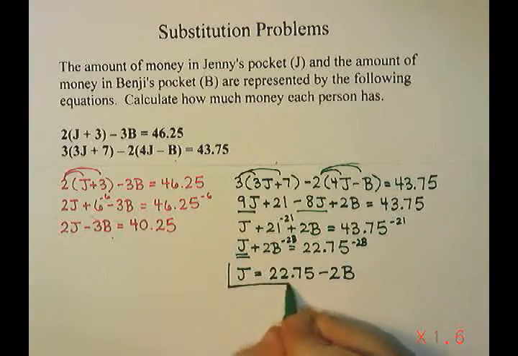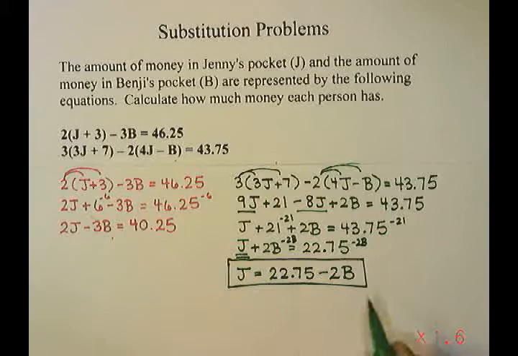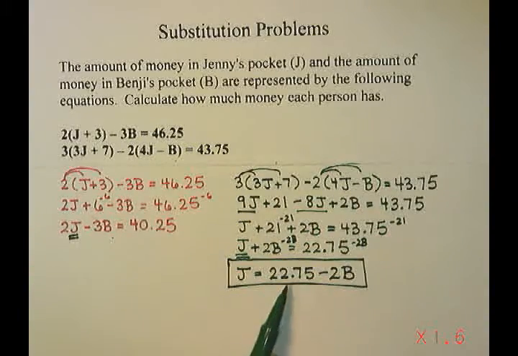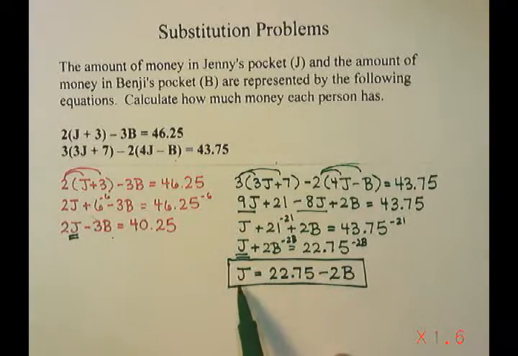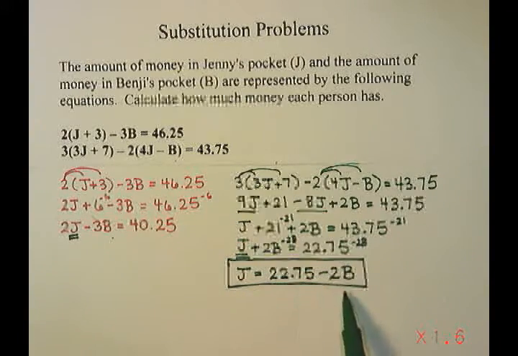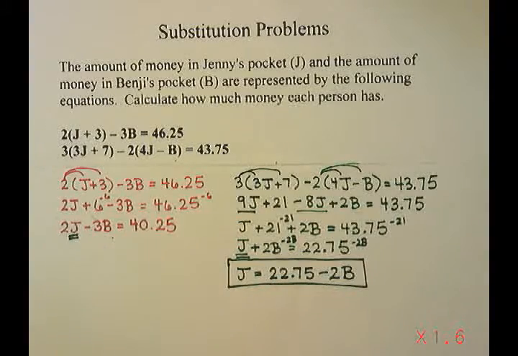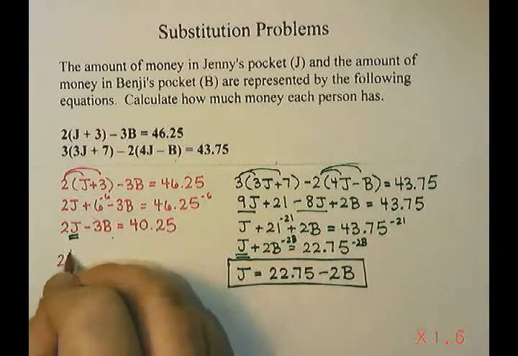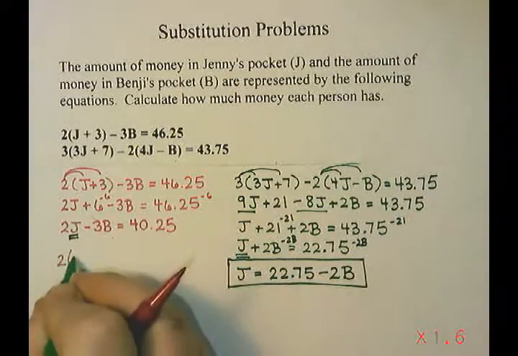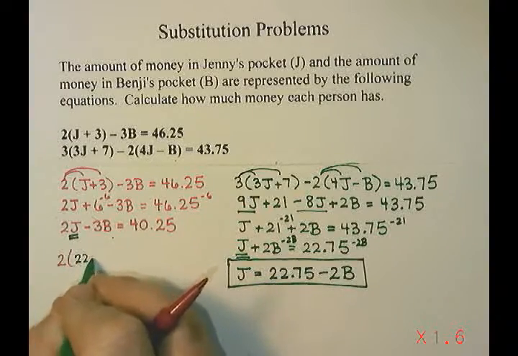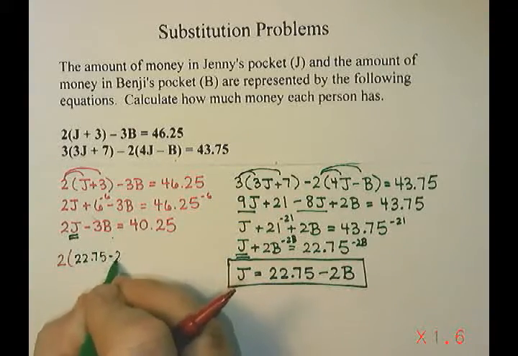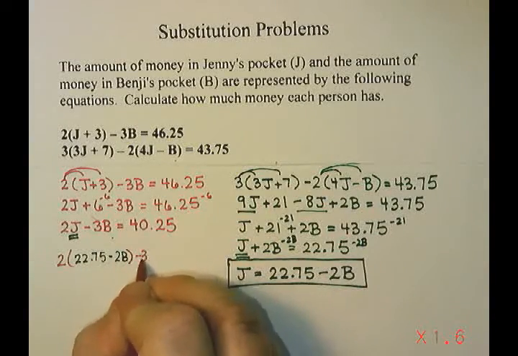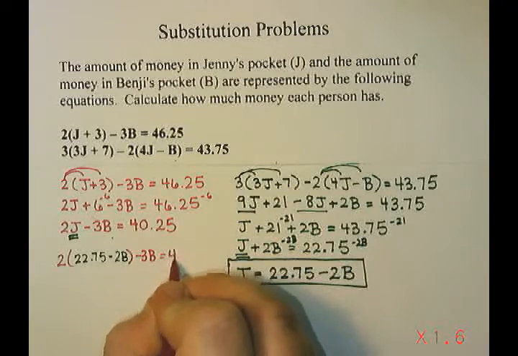And I'm going to take this equation, and everywhere I see a j in the other equation, I'm going to put in 22.75 take away 2b, since j equals 22.75 take away 2b. So in place of this j, that's what we're going to put in. So I'm going to rewrite this. I've got 2 times, and instead of the j, we're going to put in 22.75 take away 2b, take away 3b, equals 40.25.